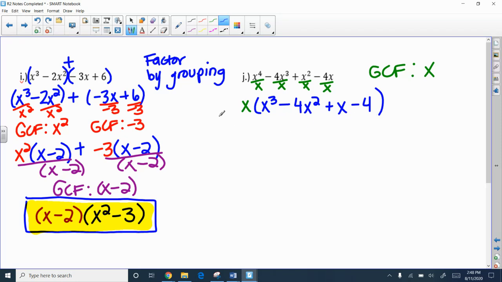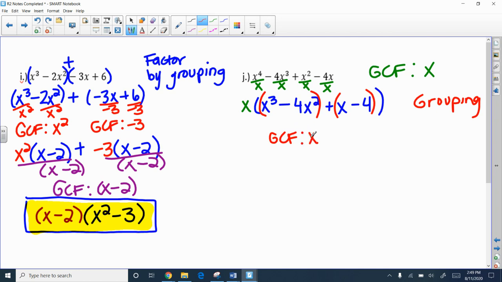So once again, since it has 4 terms, I'm going to factor by grouping. All right, so the next part when I'm factoring by grouping, I'm going to just focus on what is in the parentheses. And at the end, I want to make sure I include this x that I factored out. Okay, but for right now, I'm just going to factor what's in the parentheses. So because there's 4 terms, I'm going to try to factor by grouping. I'm going to group the first 2 together and the second 2 together, and then look for a GCF of each group. So my first group is x cubed minus 4x squared.